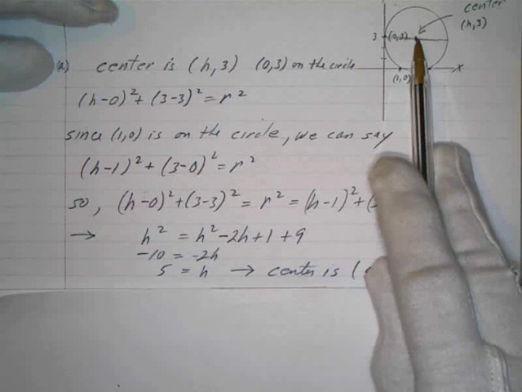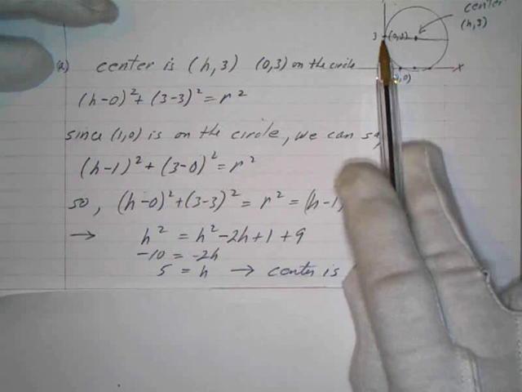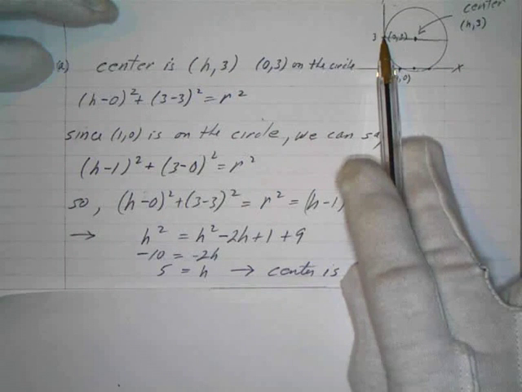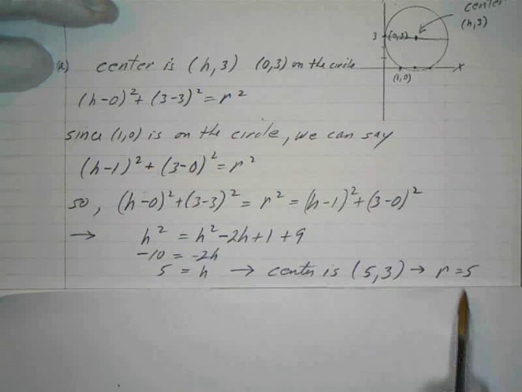So this position is 5. Well, since that's the center, the distance from this point, 0, 3, to 5, 3 is just 5. So my radius is 5. So now I pretty much have the equation of the circle.